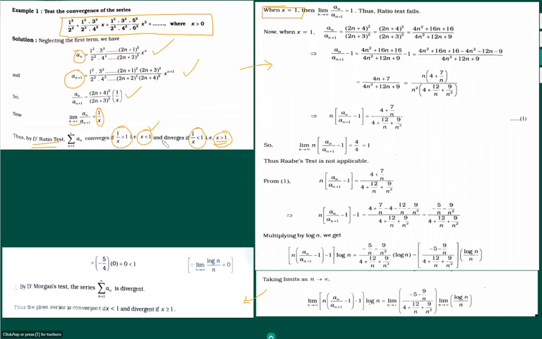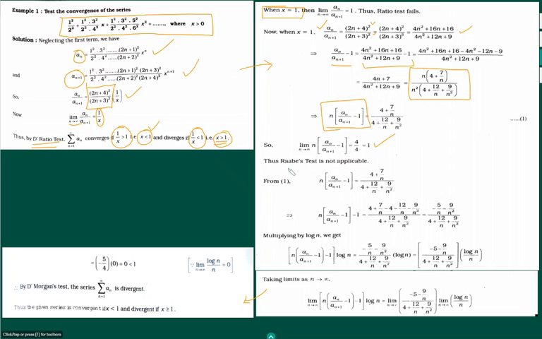If x is equal to 1, the ratio test will fail, and a_n over a_(n+1) is simply (2n+4) squared divided by (2n+3) squared. If you expand the squares and so on, you get this, and then you subtract 1 from this, we get this, and ultimately you can write it in this form. And if you find the limit of this as n tends to infinity, this limit would be 4 over 4, which is 1.